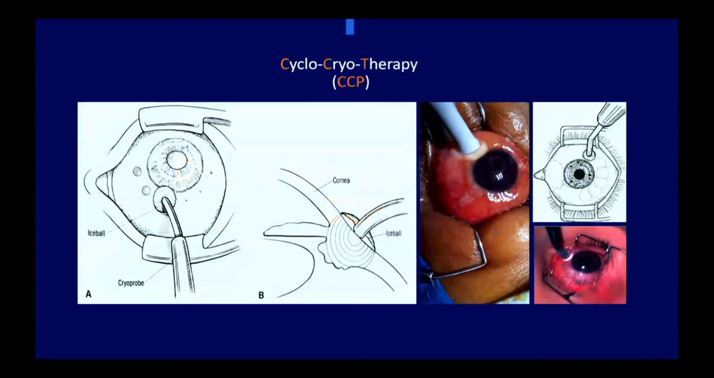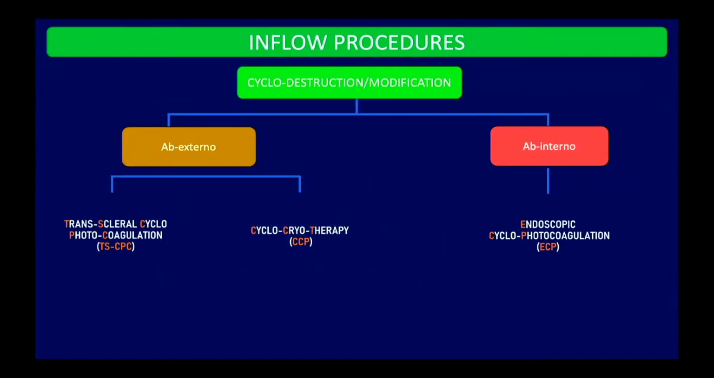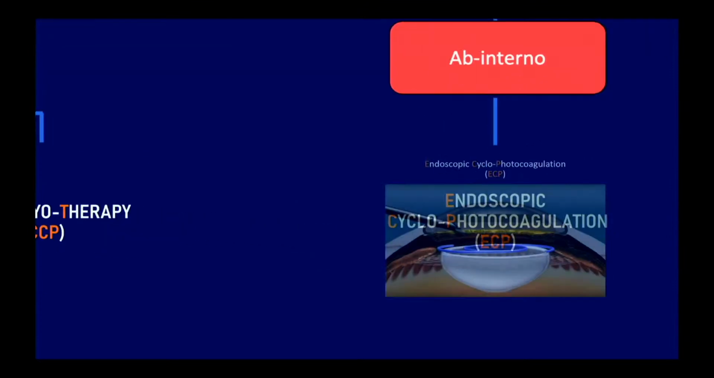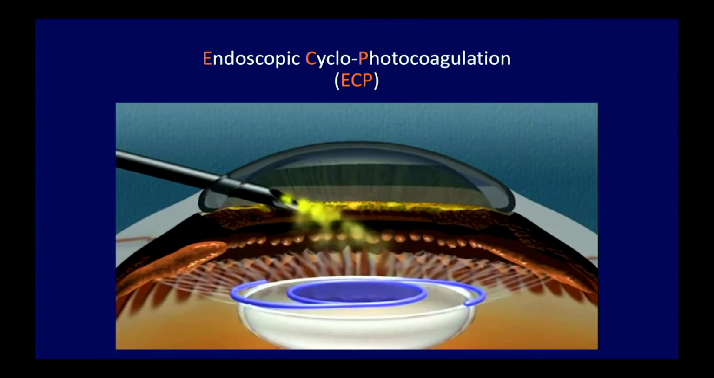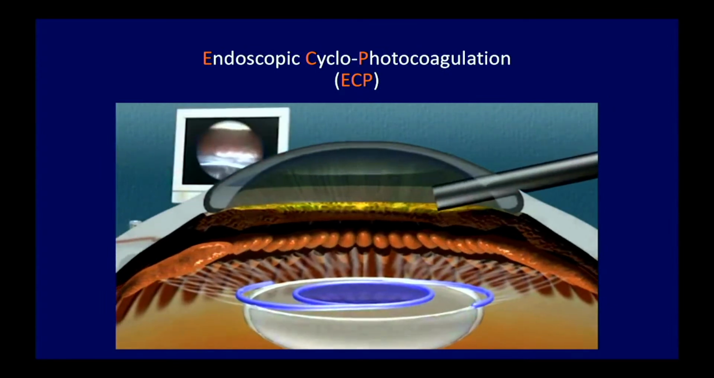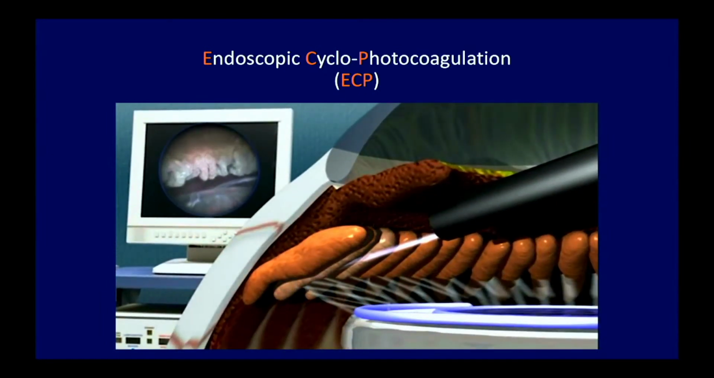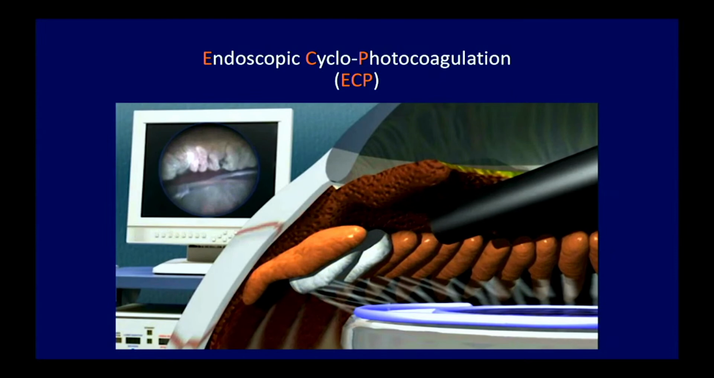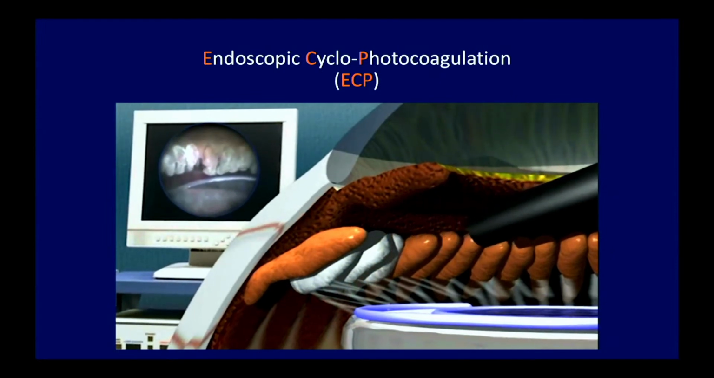And then this is the old way of doing it. We still do it. Wherever there is no diode laser, you can do a cyclocryo. It's very painful post-operatively also, but it works very well to destroy the ciliary body and reduce the secretion. So this basically reduces the inflow. And finally, endoscopic cyclophotocoagulation, basically, it's an endoscope. You visualize the ciliary body beautifully, and then you can selectively destroy the ciliary processes, so that you have control on how much destruction you're doing.